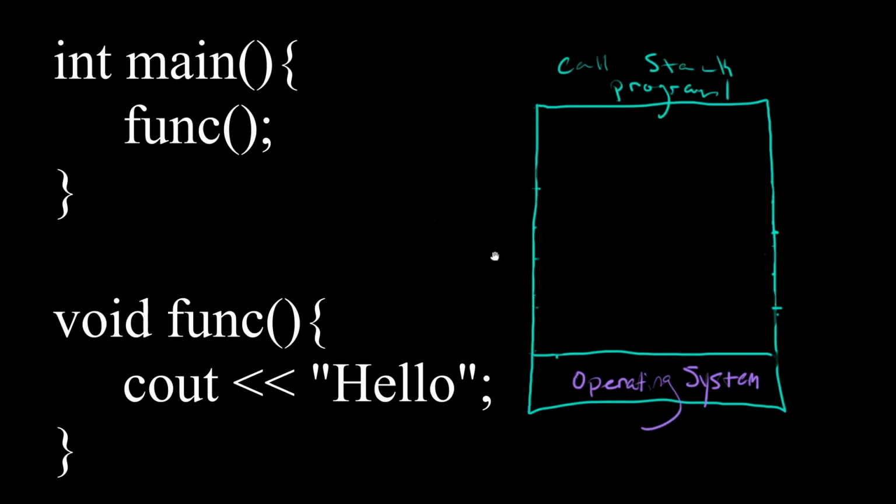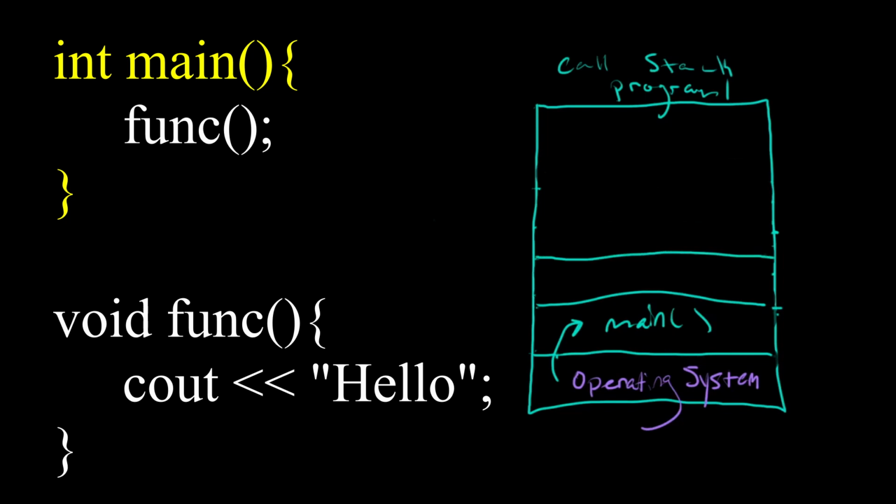Say in this program we have our main function, and within the main function we call a function called func, and within the func function we're just printing hello to the screen. So what's going to happen is when we double click on the exe to run it, the main function is going to be invoked and the operating system is going to pass control over to the CPU so that it can execute.